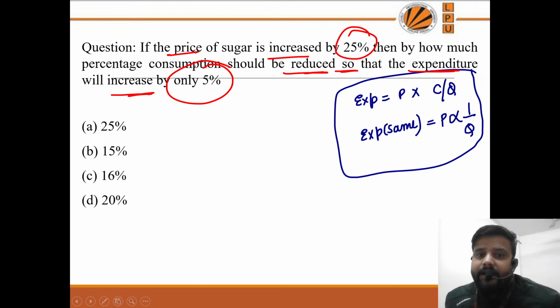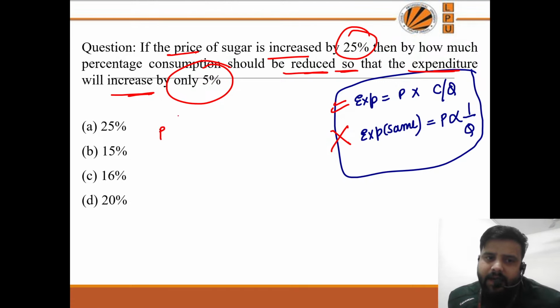So what is happening? Is expenditure the same here? No, it means this is not applicable here. Getting my point? It is applicable only when expenditure is the same. So how would you do it? You will use this. What you know is that price when multiplied with consumption or quantity will give you expenditure. Done? So now let's assume your old price, old and new.